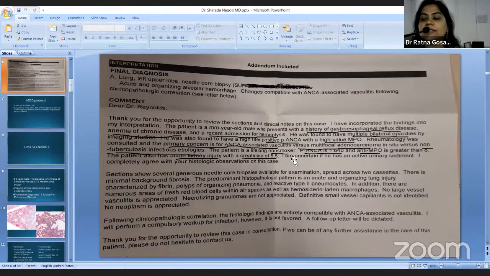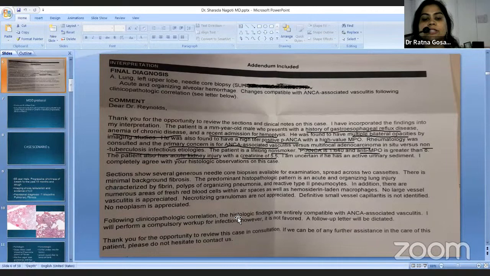Then the ANCA studies, the anti-MPO, and the past history of an acute kidney failure and the relevant investigations have been mentioned. Then after mentioning all these features, the next part, the biopsy features, are mentioned, the positive features and the negative features. The negative features here are large vessel vasculitis is not appreciated, no necrotizing granulomas, no small vessel capillaritis, no neoplasms. And then finally, the final impression is given.